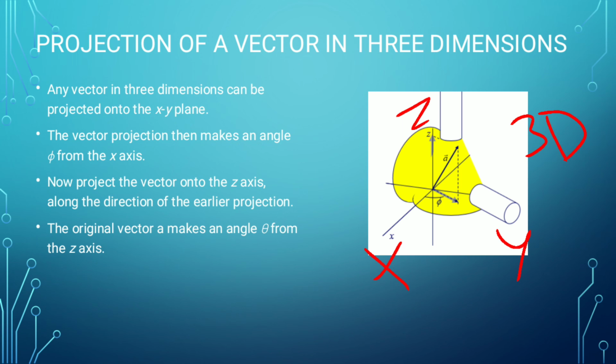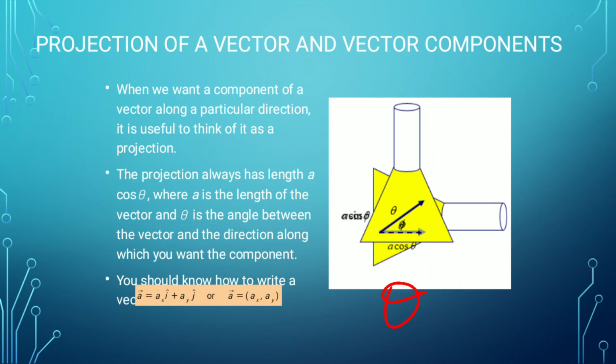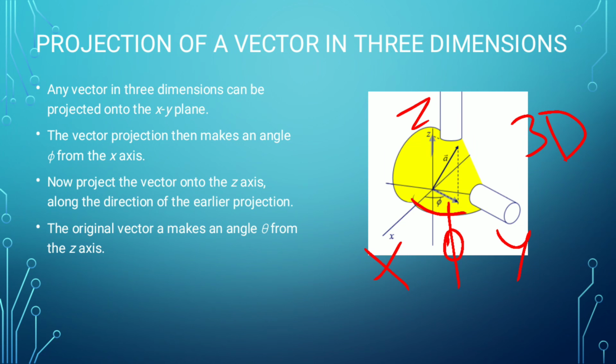So this vector projection makes the angle phi. See here, this angle represents phi. Now project a vector on the Z axis along the direction of the earlier projection. Already we have projected in a 2-dimensional way. See here, we are having only two directions, right? In our next slide, we are seeing the same projection in a three-dimensional manner. There we are having one more axis, that is the z-axis. Here we are having x-axis, y and z, right?